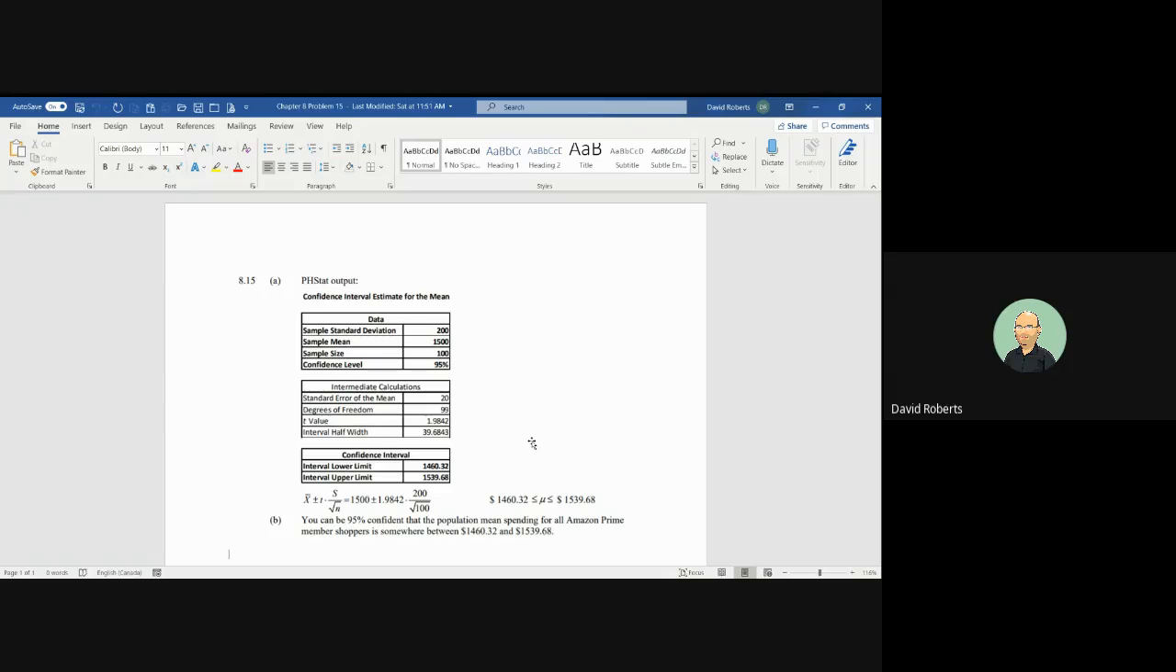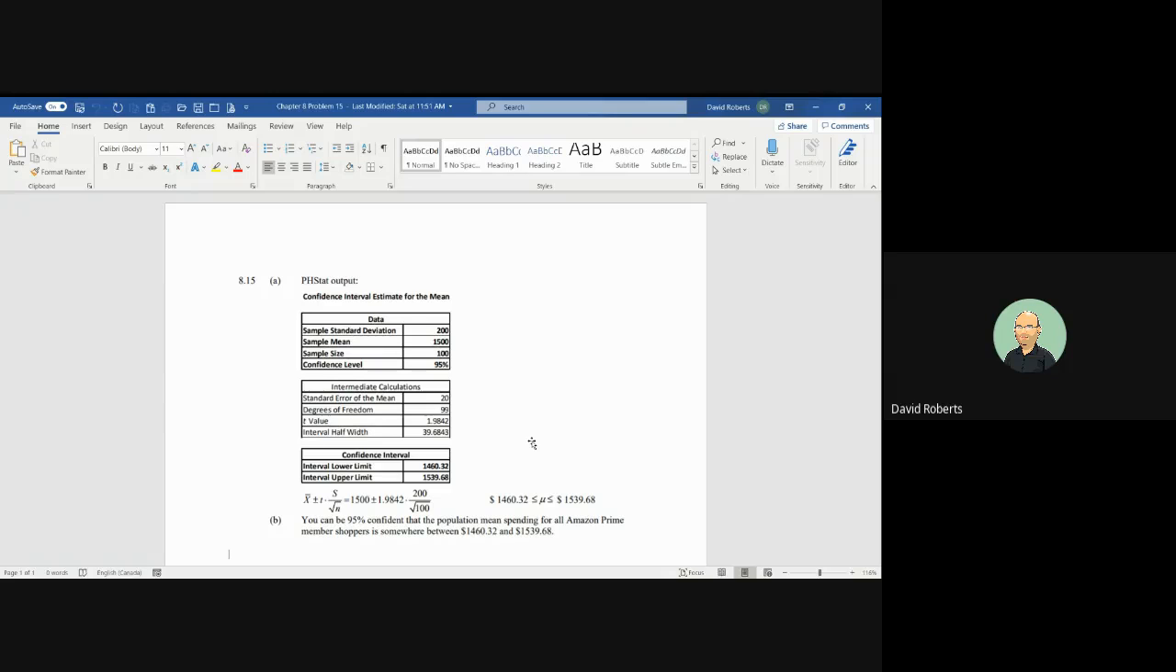Now, I want to emphasize that this uses T values, so you have to be careful because we did a sample. It's not a population confidence interval or proportion. This is a sample mean. So you can see that the software calculates the answers for us.